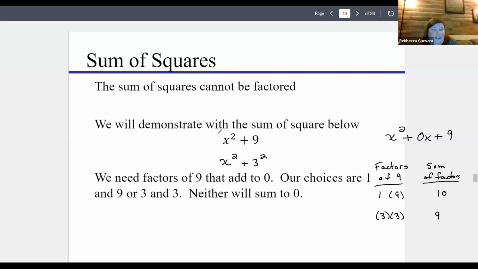So when you have, like I said, a sum of squares, that is something that cannot be factored. So that is prime.